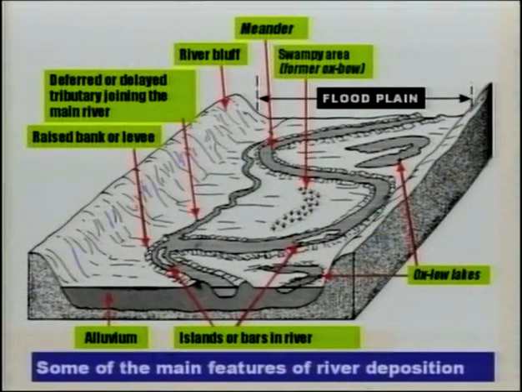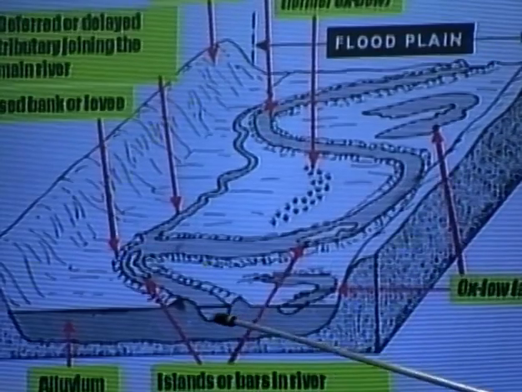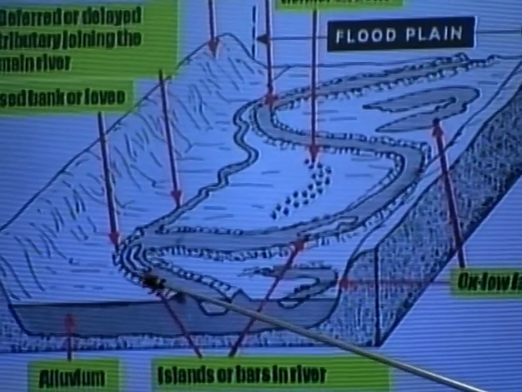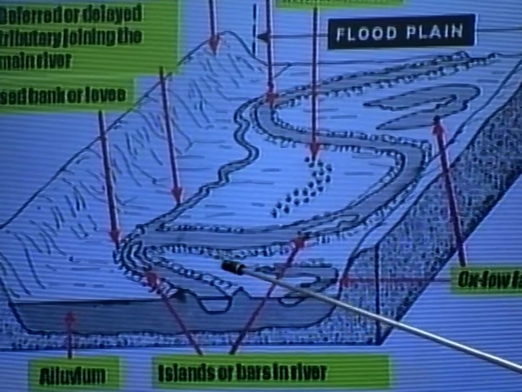They can form depositional islands, especially at the mouth of the river. We have alluvium deposits. Those alluvium deposits can actually be raised also to build up features such as levees, which are raised areas along the river banks.